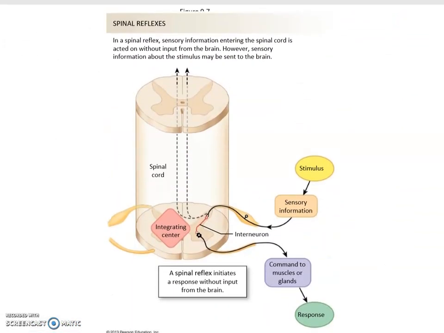The stimulus is processed via sensory neuron into the spinal cord. Then we're synapsing to an interneuron, and out we go with the motor neuron, actually giving commands to muscles. That could also be glands. Then that gives us the response.